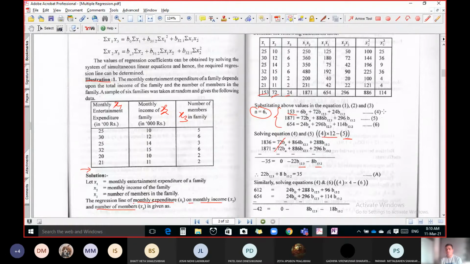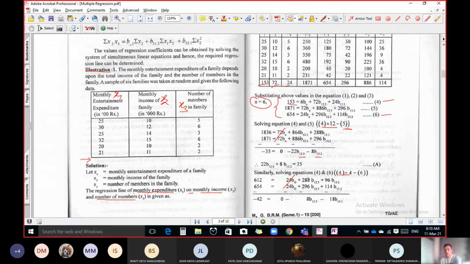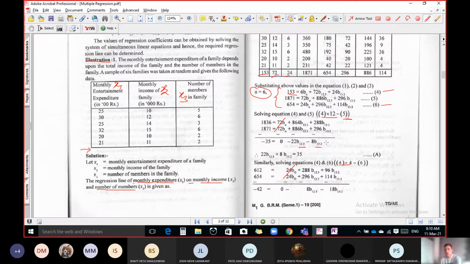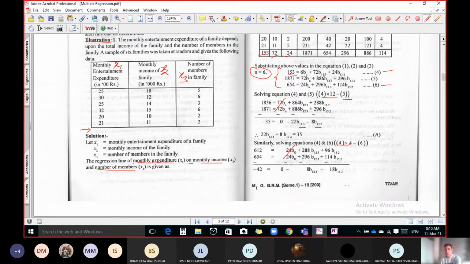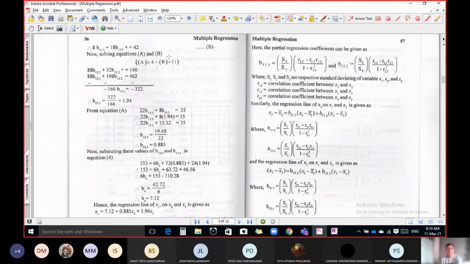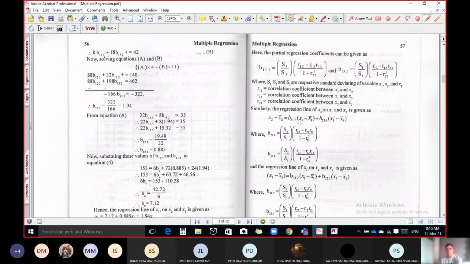Now solve equation 4 and 6 or 5 and 6. So once again let us solve 4 and 6, and see the coefficient of b0. Here it is 6 and here it is 24. So multiply equation 4 by 4 and subtract equation 6 from it, and once again b0 will cancel and we get another equation in the form of b12.3 and b13.2. So now let us say this is our equation number A and this one is equation B. So once we have equations A and B, solve equations A and B.